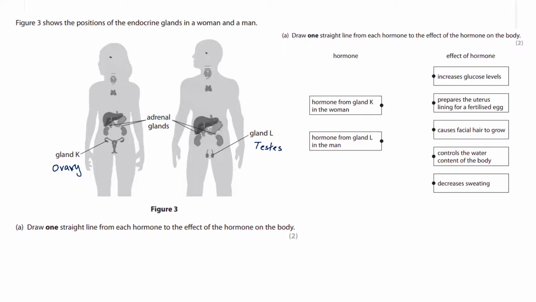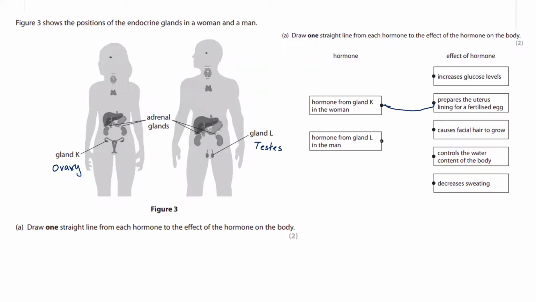A hormone from gland K in the woman increases glucose levels? No, it doesn't do that, because both male and females will have that. Prepares the uterus for fertilizing an egg, the uterus lining? Yep, that's obviously only a female thing. Causes facial hair to grow? Not really, the ovary doesn't do that. Controls the water content? No. Decreases sweating? No. It says woman, so it is the uterus lining for a fertilized egg. So gland L in the man, the testes, that's testosterone.